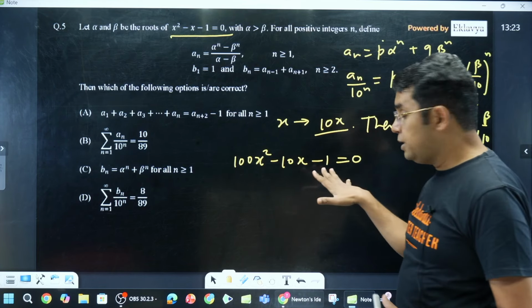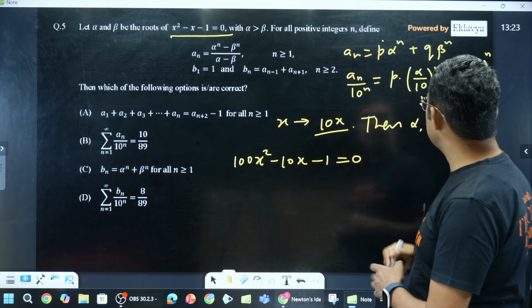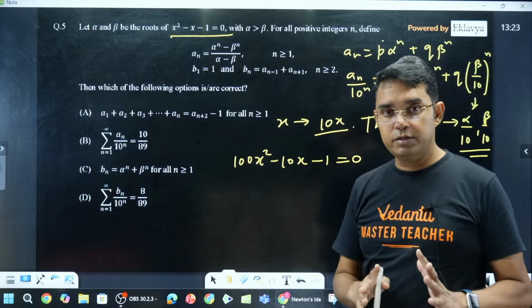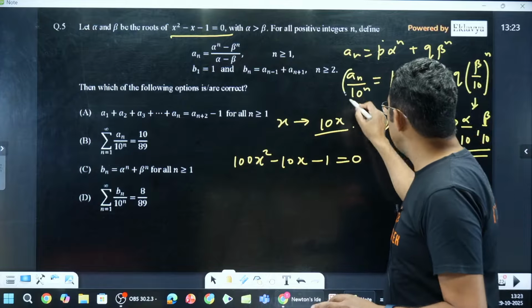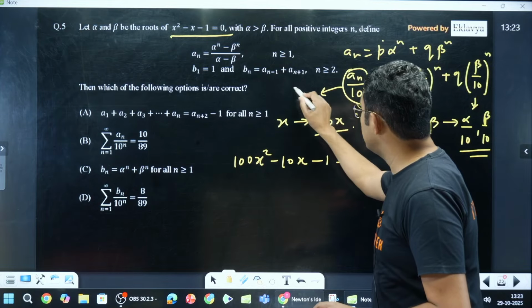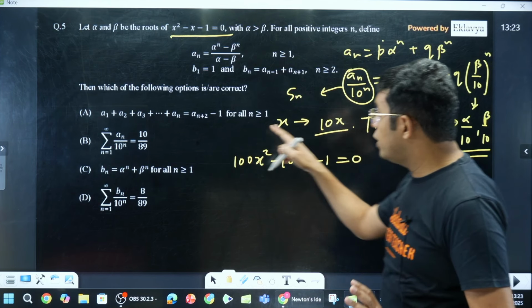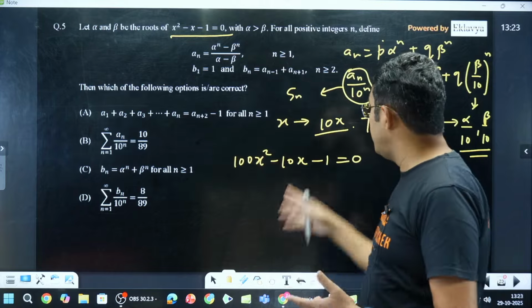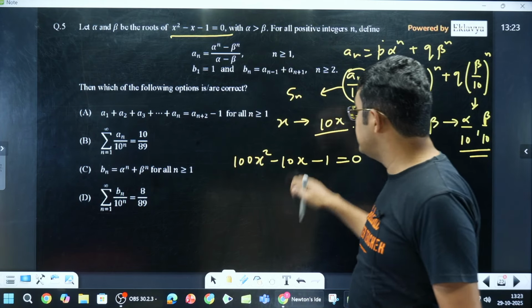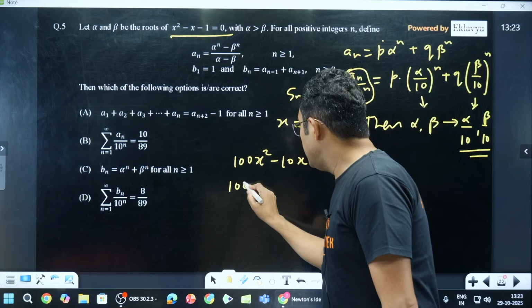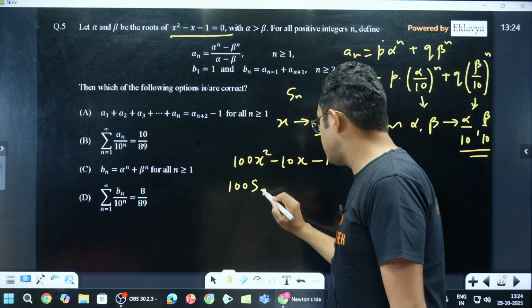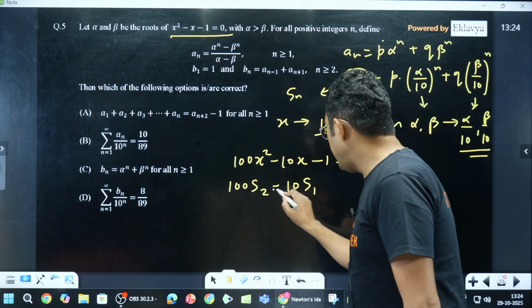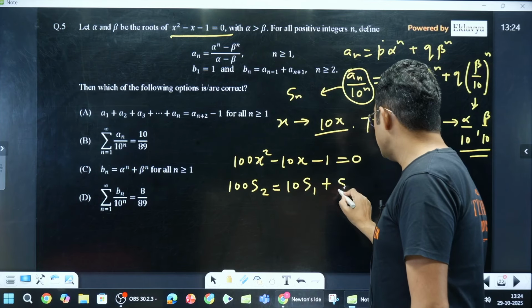Now this is the quadratic which should be satisfied by an upon 10 power n sequence. If I call this sequence Sn for the time being, what are we looking for? We are looking for the summation of Sn ranging from 1 to infinity. Now if I keep putting this Sn here, my first term can be 100 S2 minus 10 S1 equal to plus S0.